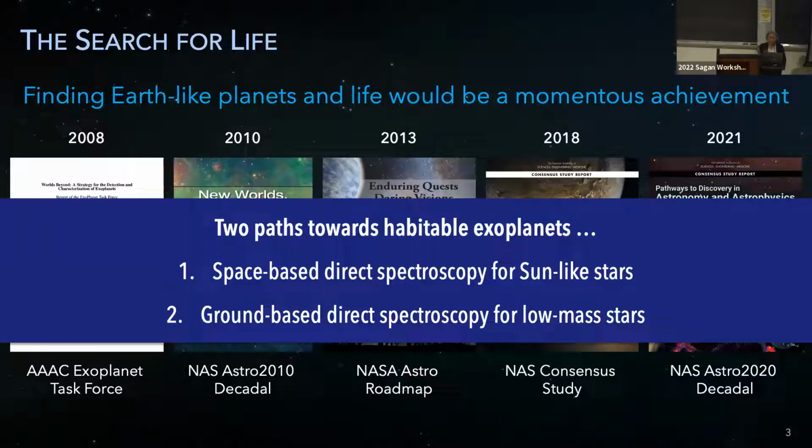So for the exoplanets that are most like the only known inhabited planet, those around sun-like stars, we'll need direct spectroscopy with a space-based telescope. Then for the potentially habitable planets around the low-mass M-dwarf stars, the path goes through direct spectroscopy with the future ground-based extremely large telescopes.